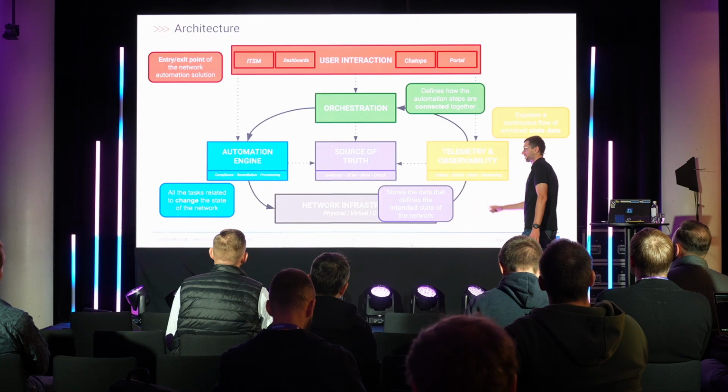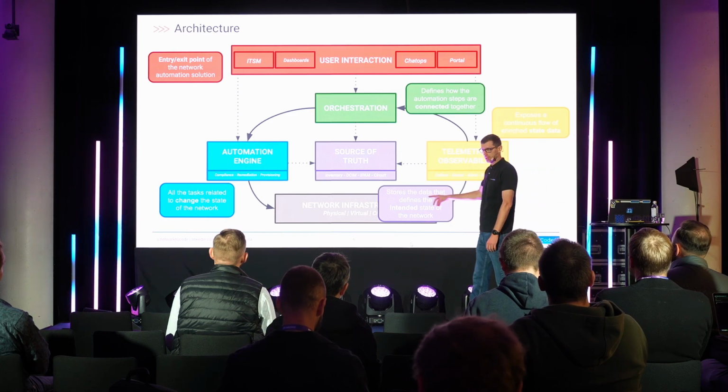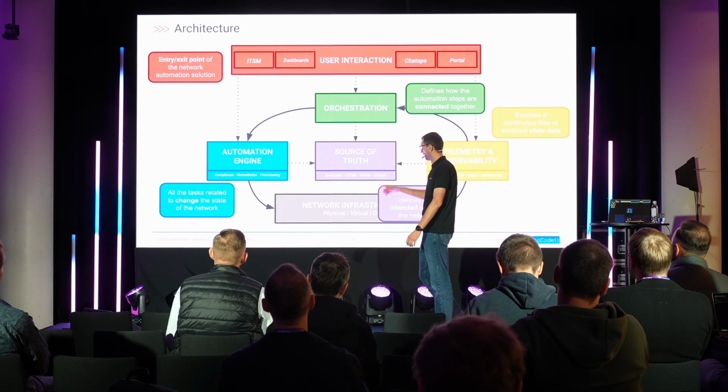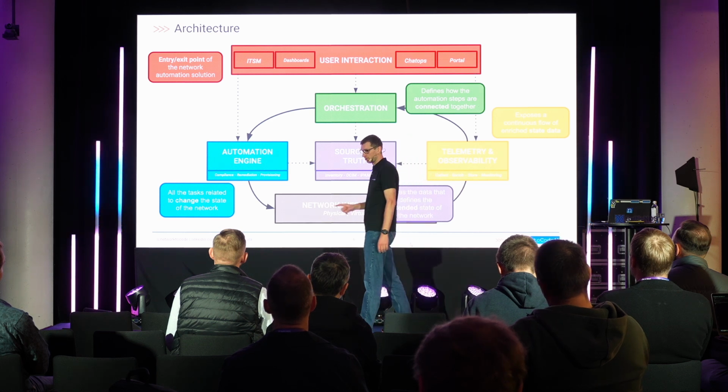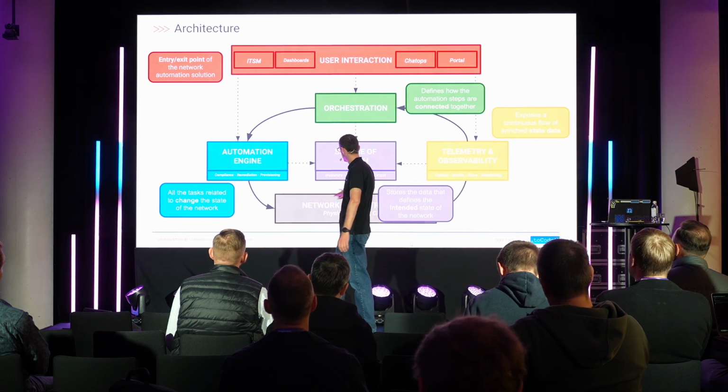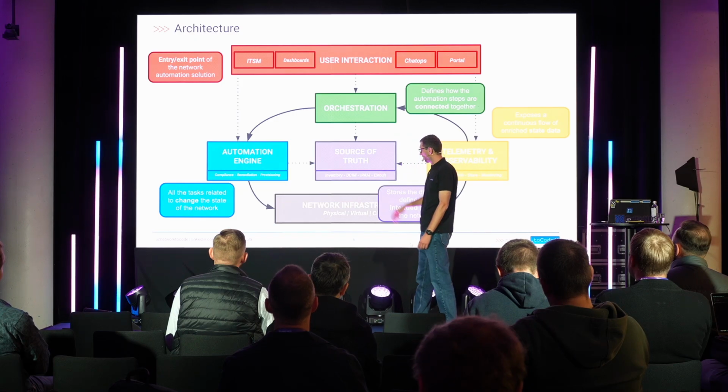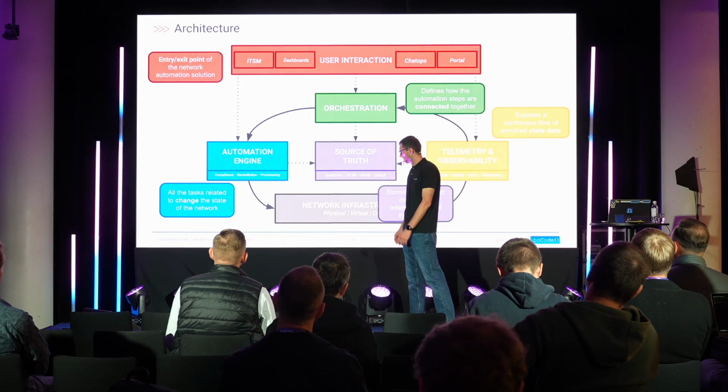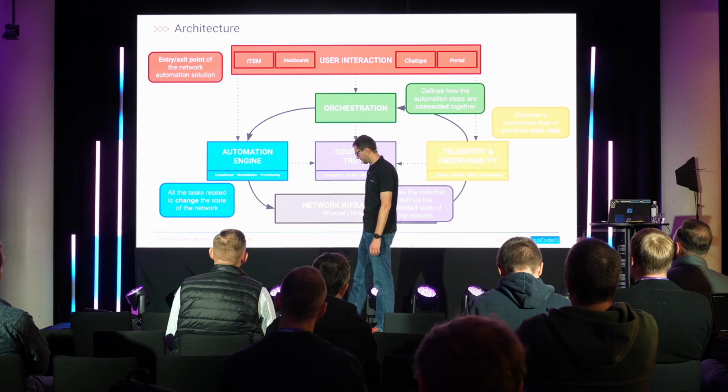And then we have automation engine, right? So our source of truth is what? What do we want it to look like? Automation engine helps us in doing how. How do we get this state and we apply it to our network infrastructure? So this is a very, very important component.